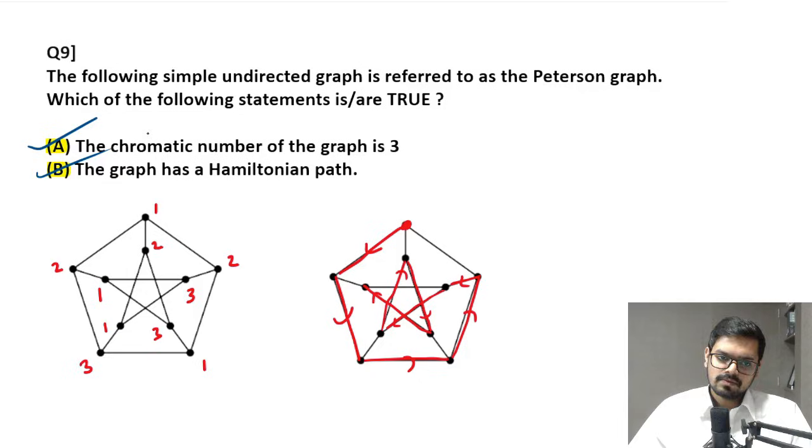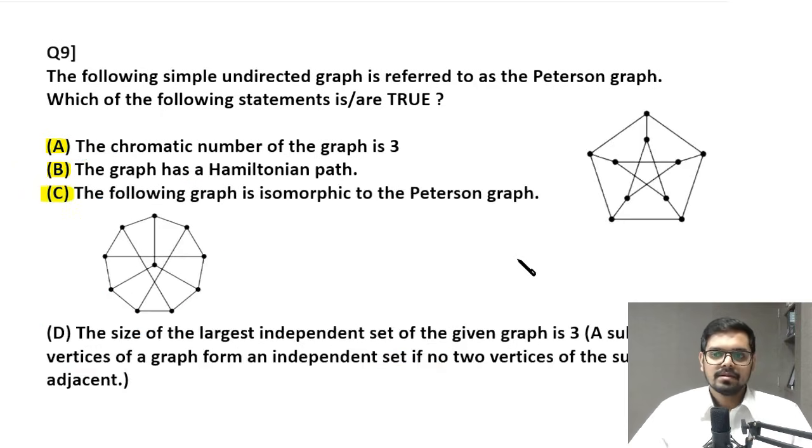Hamiltonian path class we have studied: started here, traveled, come here, go here, go here, go here, go here. So all the vertices are covered, start and end is different. Therefore Hamiltonian path is there, Hamiltonian cycle is not there. Okay, so A and B options are definitely correct.